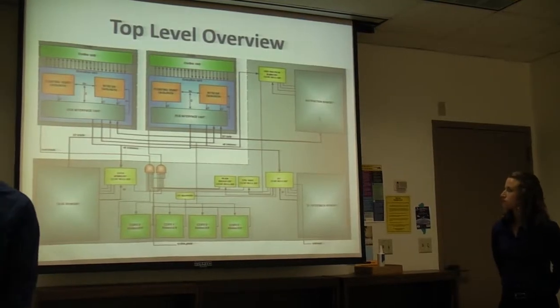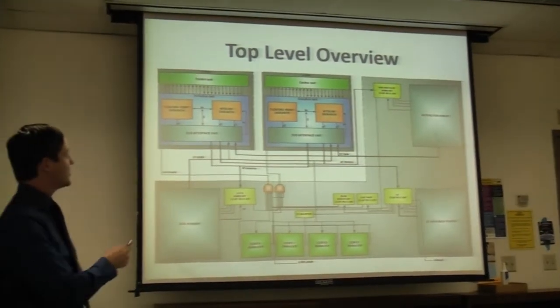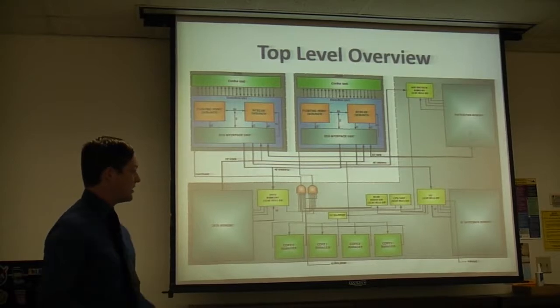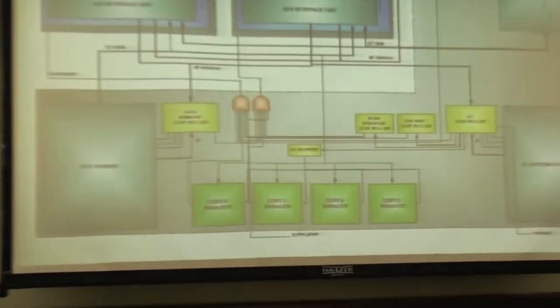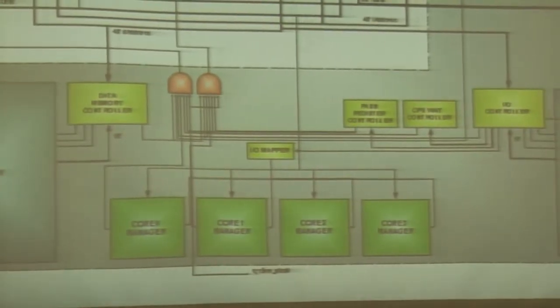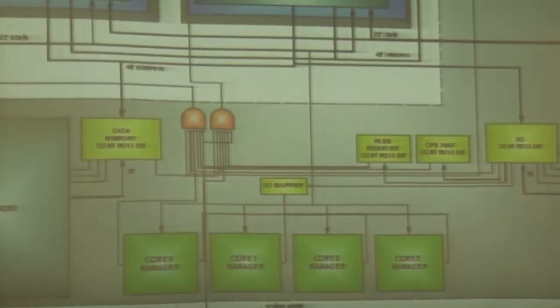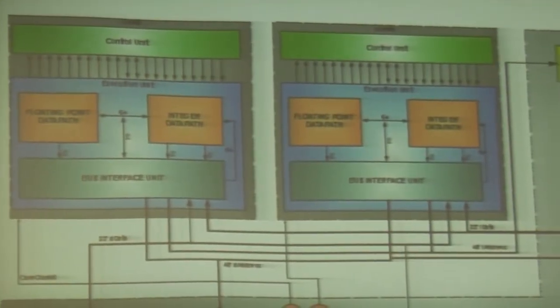So here's our top-level overview of our processor. As you can see, we have 2 cores implemented in this processor. We have core managers down here. As you can see, we actually have 4 of those. With the setup of this processor, it has the ability to implement 4 different cores, as well as memory controllers and memory mapped IOs.